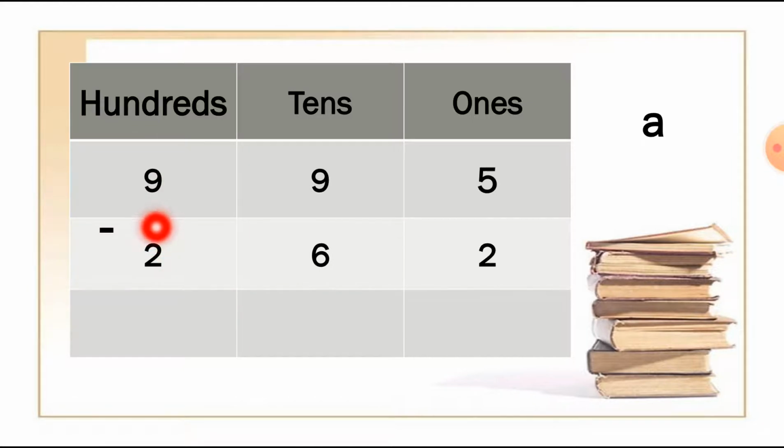Here is 995. I repeat this, 995. It means 995 minus 262. I repeat, 262. So let's start solving with the ones column. The ones column has 5 minus 2. If we cut 2 from 5, we get the answer 3 only. So here the ones column is complete.